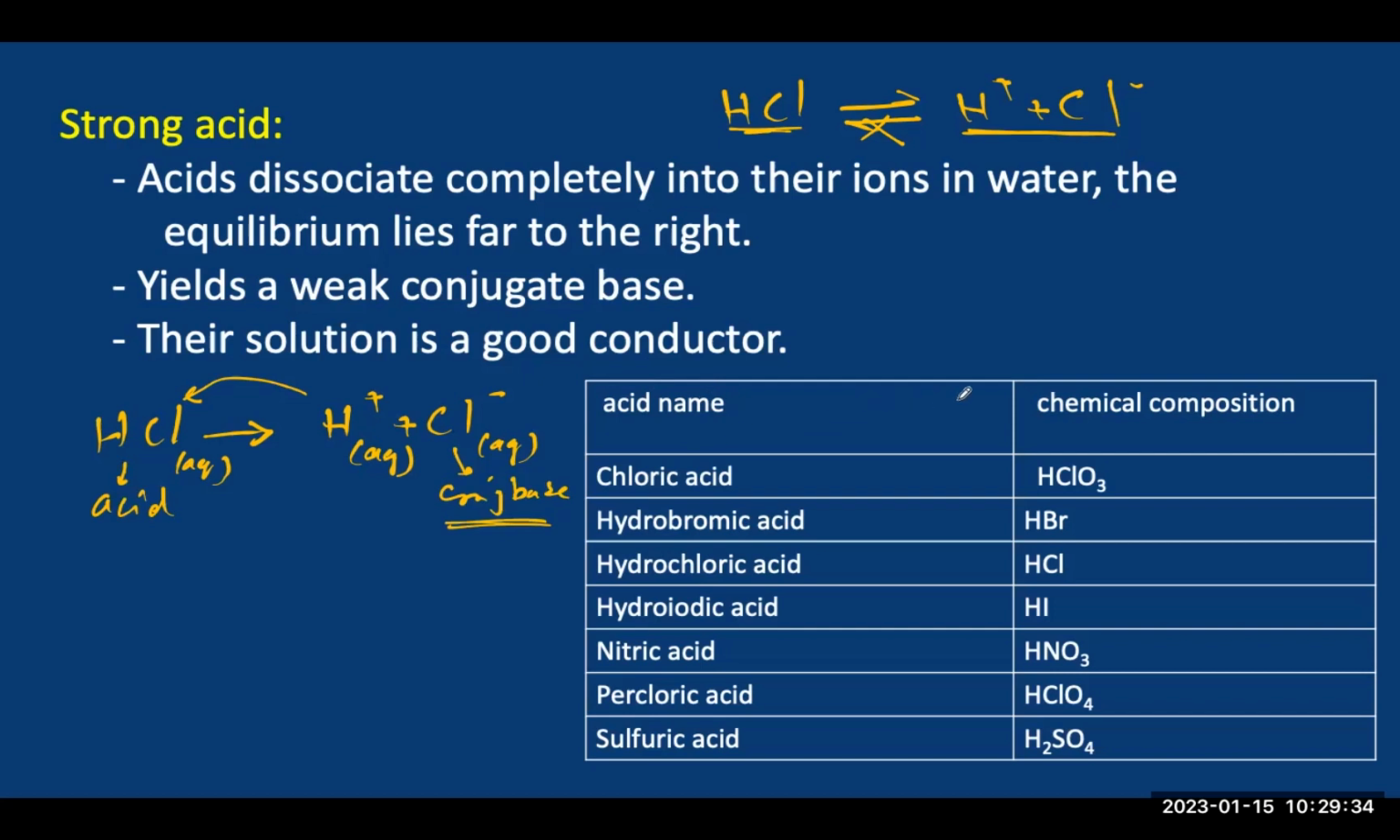Okay, so how do we know that this one is a strong acid? We actually need to memorize the most common strong acids, and there are seven acids here. HClO3, HBr, and so on. So you need to memorize these acids. Any other acid will be a weak one.